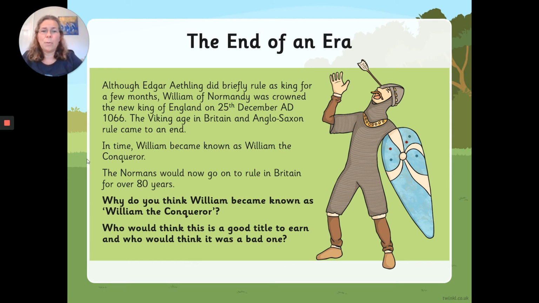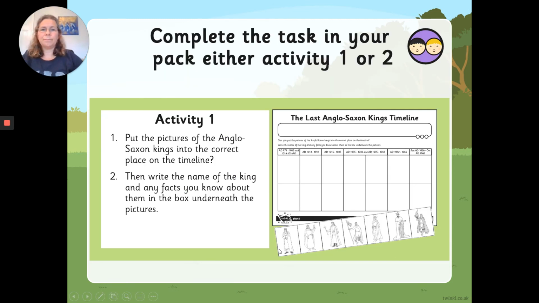Now it's your turn to go away and do your activities. In your packs, you've either got to complete Activity 1 or Activity 2. Some of you have got Activity 1. For this one, it says put the pictures of the Anglo-Saxon kings into the correct place on the timeline. Then when you've done that, underneath, write the king's name and any facts you can remember about them. That could be from this video, or it could be from the information that you've found in your books or any extra research you've done.